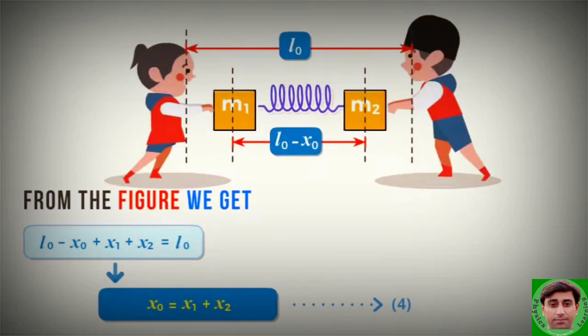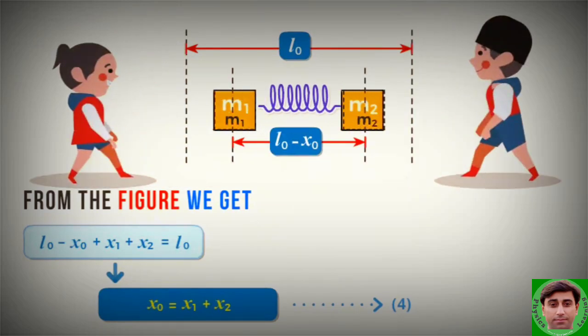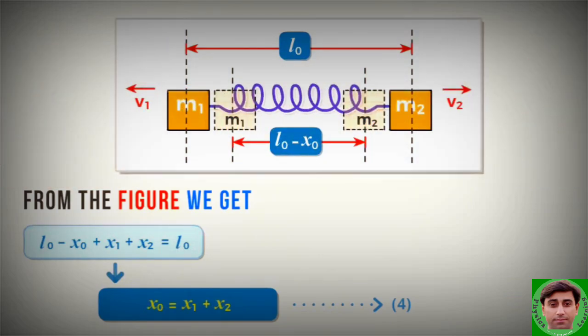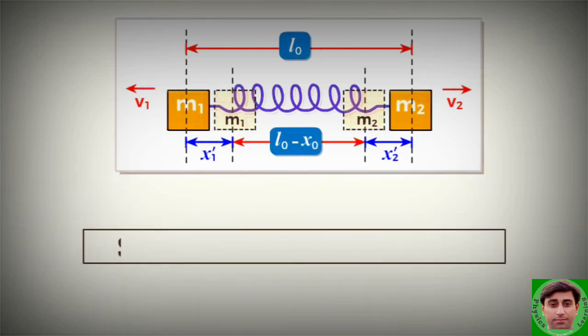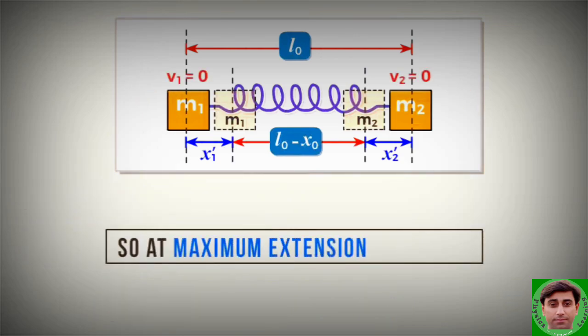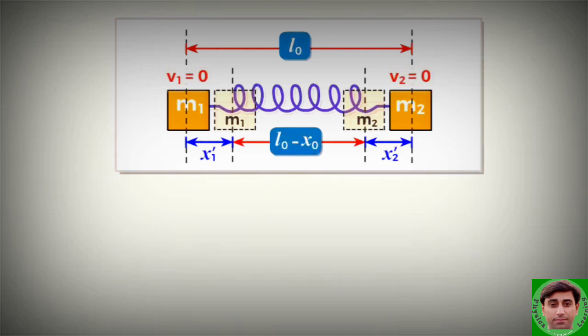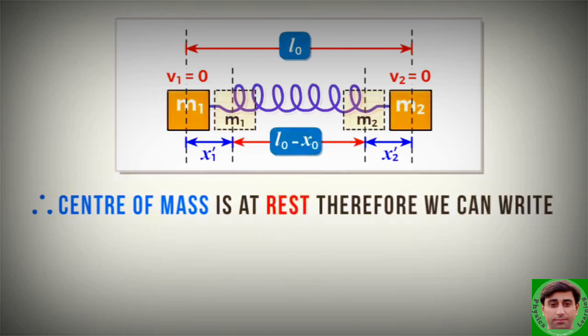Due to inertia, both the blocks move further away from the position of the natural length of the spring. Maximum extension will occur when both the blocks come to rest. Let us assume that x1' and x2' are the extensions of the spring from the natural length due to blocks M1 and M2 respectively. So, at maximum extension, velocity V1 will be equal to V2 equal to 0. As velocity is 0, the center of mass is at rest.